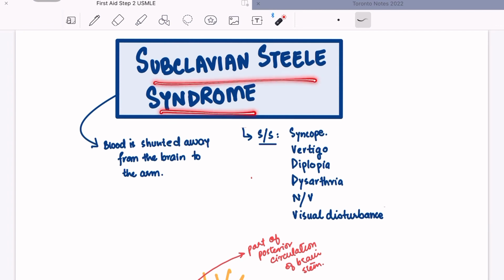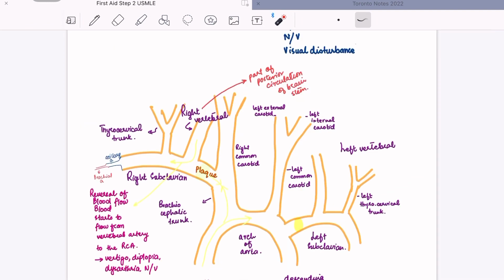With subclavian steal syndrome, what happens is that blood is shunted away from the brain to the arm. And that results in the person experiencing syncope, vertigo, diplopia, dysarthria, nausea, vomiting, and visual disturbances. I want to talk about the anatomy behind subclavian steal syndrome.